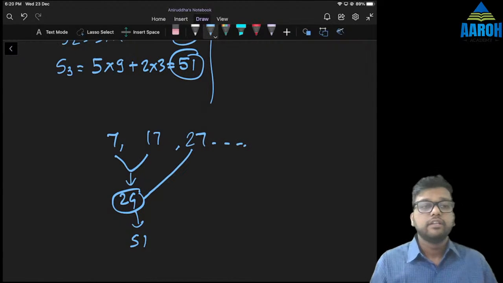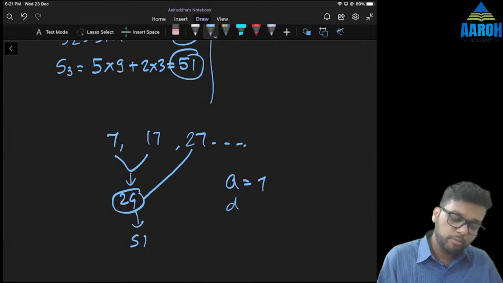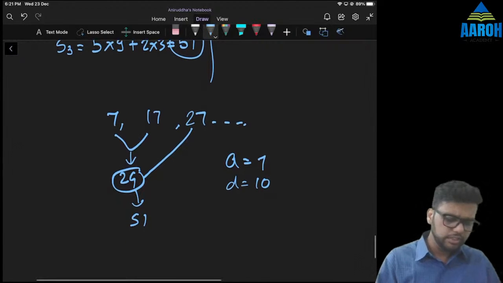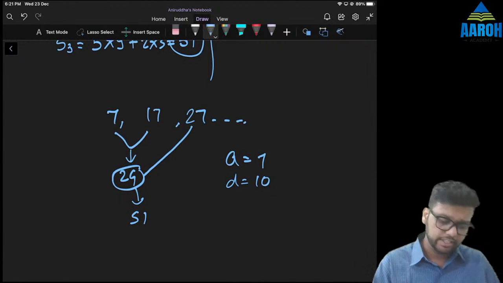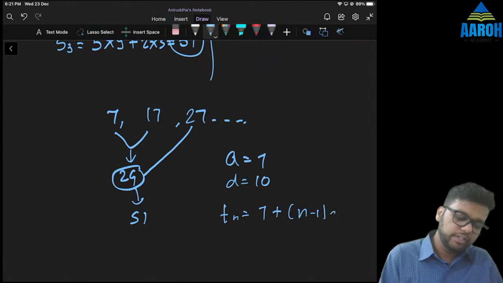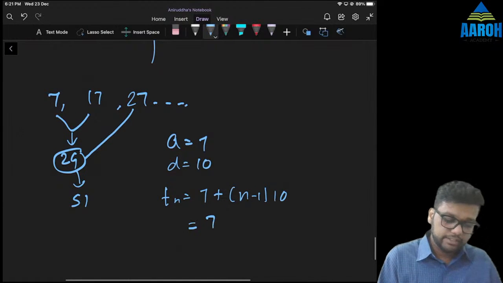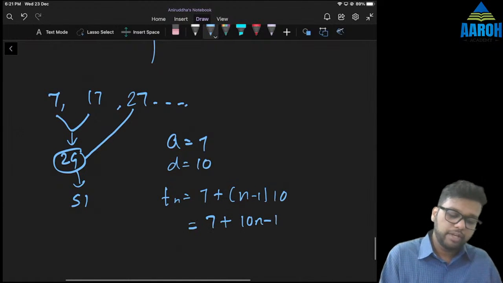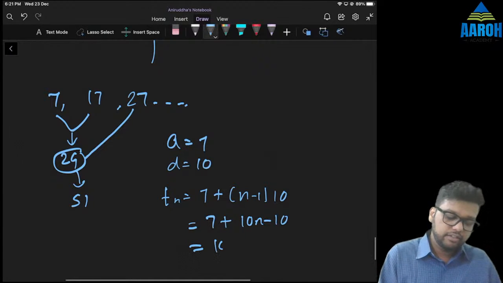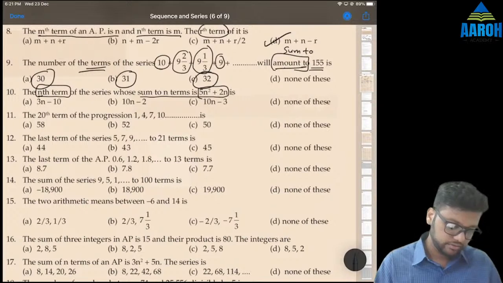Dot dot dot. That means this is an arithmetic progression where A is 7, common difference is 10. Correct, good. 17 is correct, second term. That means Tn will be what? A plus n minus 1 into D. D is 10, so we can write 10. That is 7 plus 10n minus 10. That means 10n minus 3 will be the correct answer, which is option C.